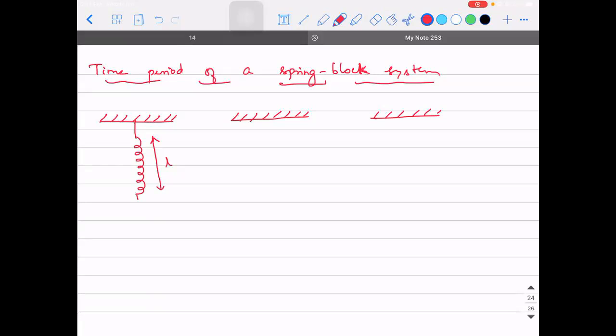Now, when you suspend a block to the spring, what will happen? When a block is suspended to the spring, you tell me what will happen to the spring. Will the spring experience a pulling force or a pushing force in the vertical direction? Is my question clear? So when I take a block and connect it across the spring at the bottom, will the spring experience a pulling force or a pushing force in the vertical direction?